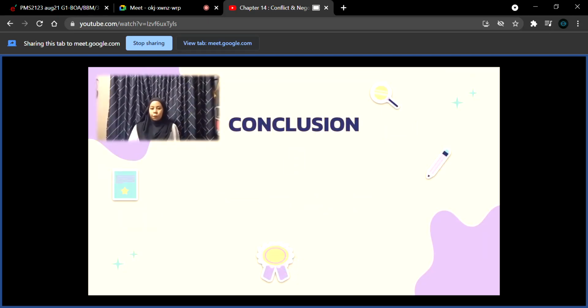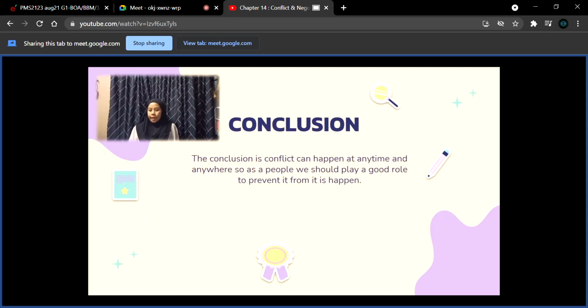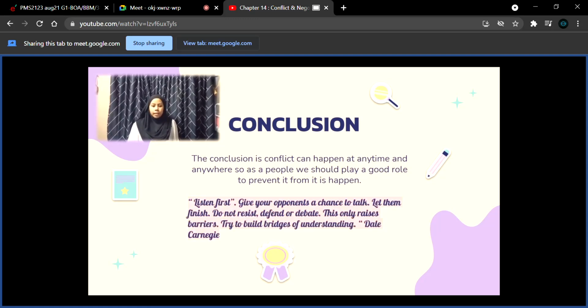Conclusion. So for the conclusion, conflict can happen at any time and anywhere. So as people, we should play a good role to prevent it from happening. Carnegie said, listen first. Give your opponents a chance to talk. Let them finish. Do not resist, defend or debate. This only raises barriers. Try to build bridges of understanding.